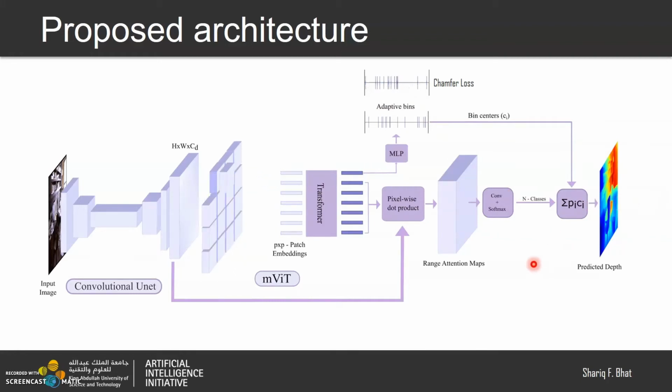Note that this framework is very general and we can use any encoder-decoder like architecture here. And to the best of our knowledge, this is the first design to use transformers for a pixel-wise dense prediction task. We use chamfer loss for the adaptive bins that pushes the bin centers closer to the ground truth values, as shown in this illustration. We use the standard SI log loss for depth maps, which is very common in depth estimation works.